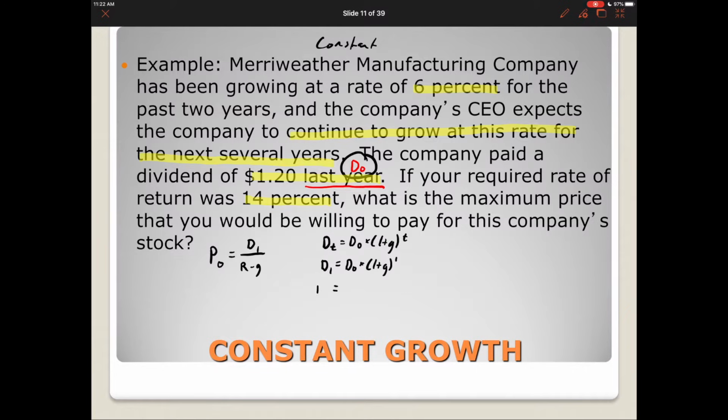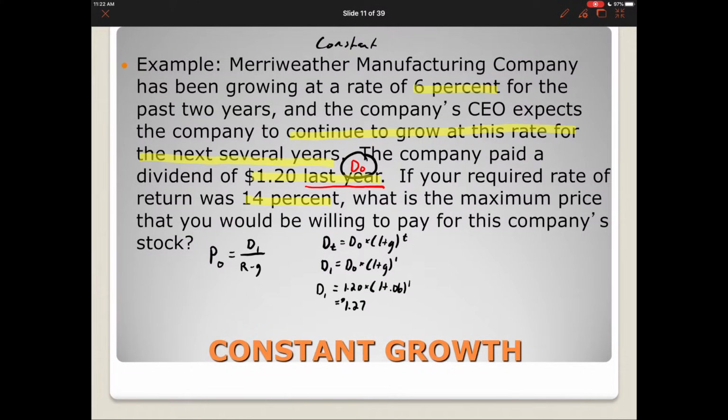So D sub 1, the next year's dividend, is going to be $1.20 multiplied by 1 plus our growth rate, which is 6%, and we're going to compound it to the first period. So to figure out what the next year's dividend is, we just compound it 1 period, and our next year's dividend is $1.27.